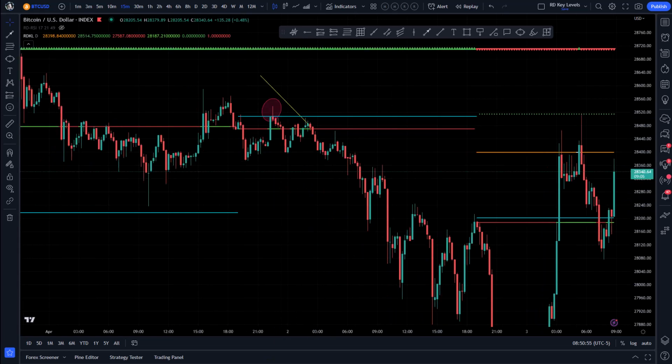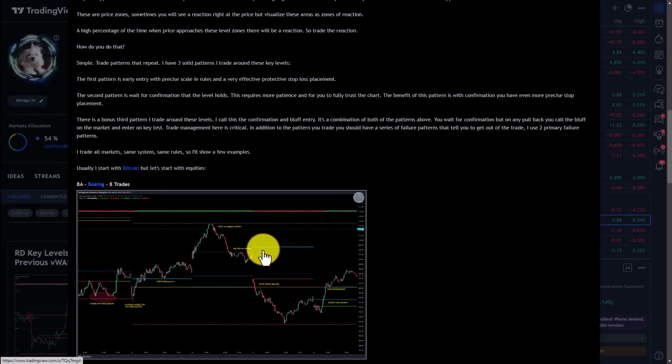Now, for those of you that are not yet members of the RexDog system, I shared in the description, so let's go to that. There are 3 ways to trade these key zones, these reaction zones. And I share just guidelines on how to do it.